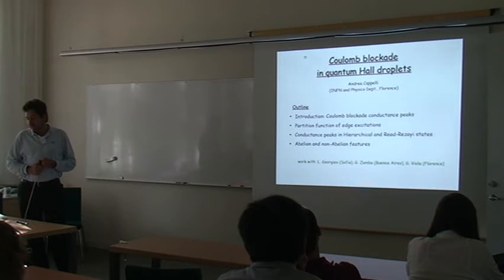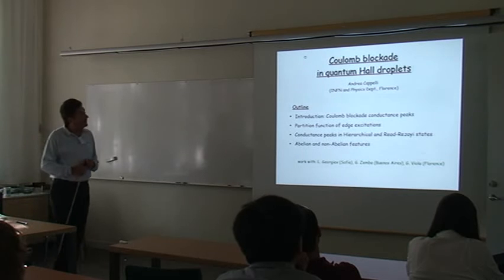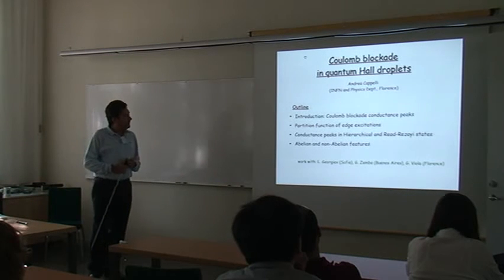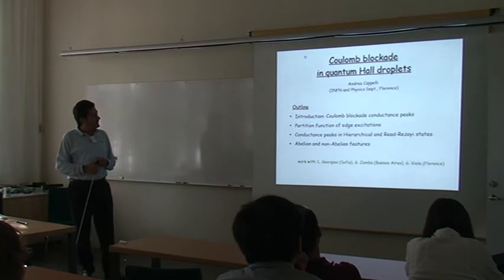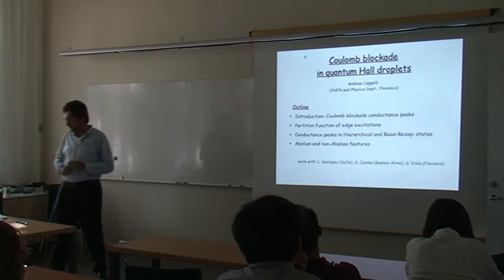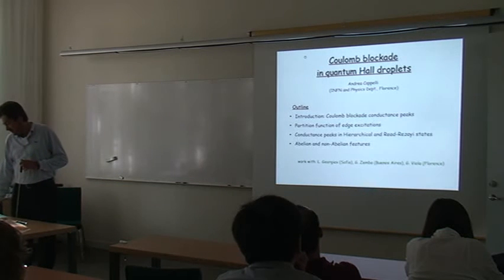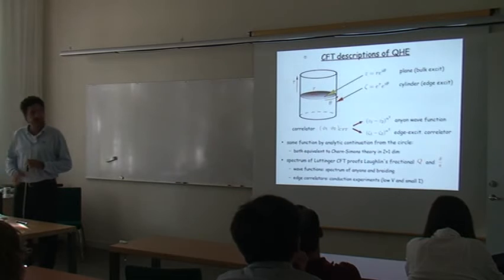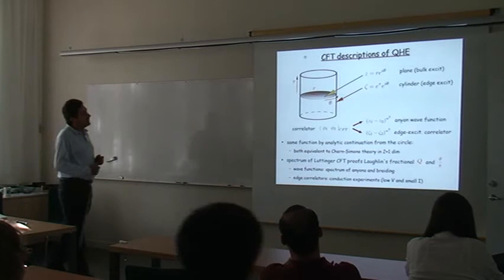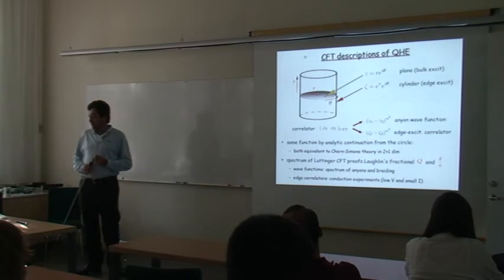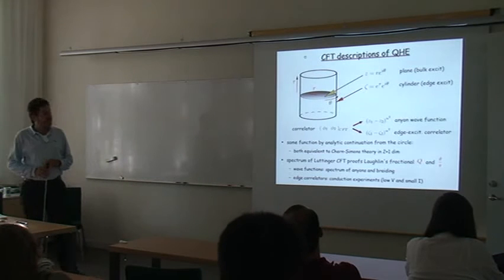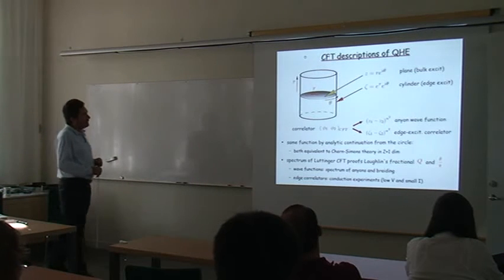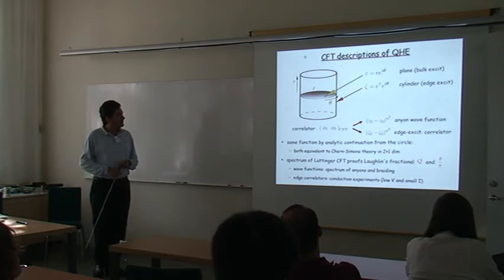is very convenient, and then what are the features of these conductance peaks, and what are non-abelian and abelian features. So a couple of transparencies first to recall what is the conformal field theory description of the quantum Hall effect. Maybe you know this already.